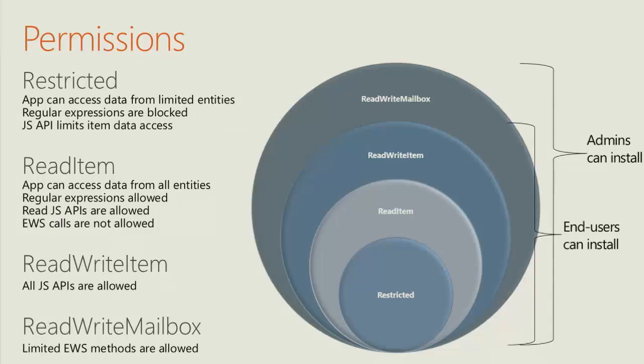The new one that we introduced is called read-write item, and that's really an extension of read item, except if your app activates in Compose, you can now also write to the item. You don't need to request this if you're activating your app only in messages that are being read. It's just not valuable. You're not going to be able to do anything else. But if you're in Compose, you do need to ask for read-write item. Otherwise, you won't be able to call any of the set methods.